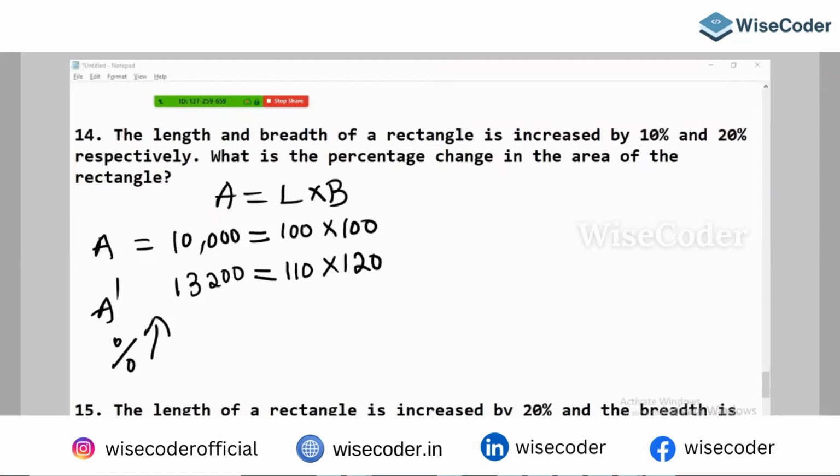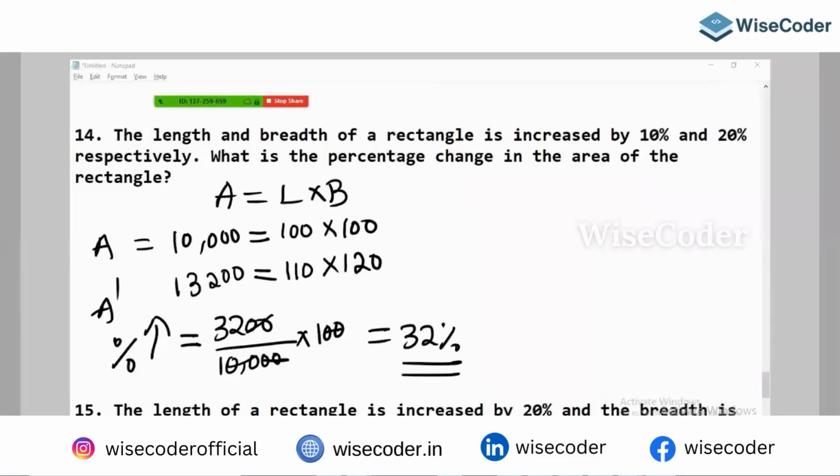Just now we saw the percentage increase formula. Actual increase by original quantity into 100. What is the increase? 3200. What is the original quantity? 10,000 into 100. Two zeros cancel. Then the answer for this question is 32%.